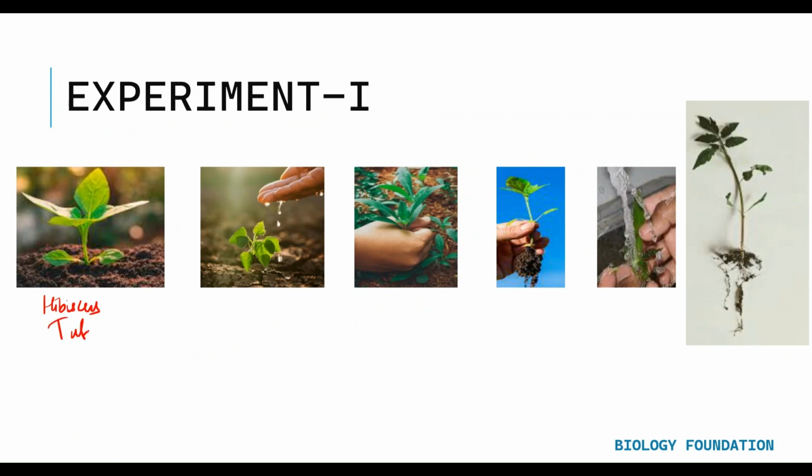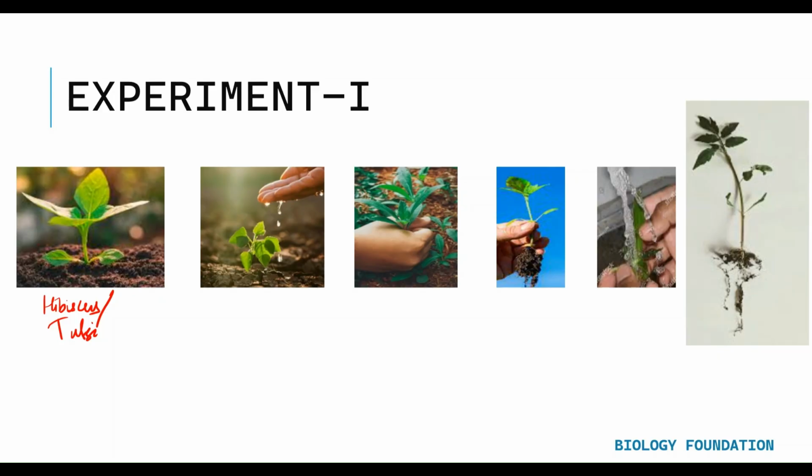Okay, you can take any plant, it need not be tulsi or hibiscus. You can take any plant that's available in your garden. Now, what you do is first pour water in the soil. Make sure that the soil is moist by pouring water, and dig the soil.